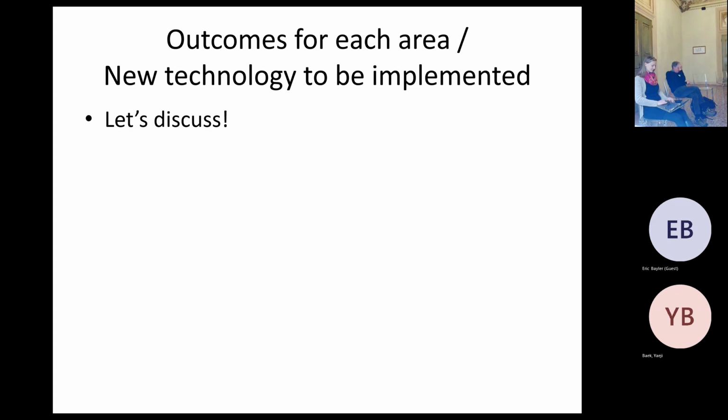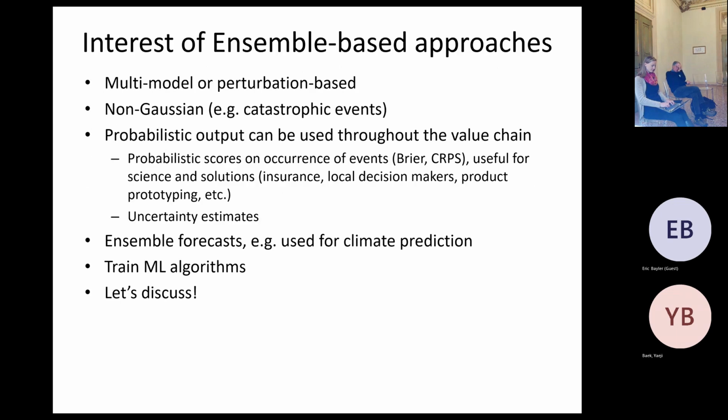And then I had one comment to make, which is actually transverse to all. It's the interest of ensemble-based approaches. So it's something that can be used throughout the value chain. The production is, for instance, based on multimodel or based on perturbing a model given some assumptions in the error sources. And then you can have an output in terms of probability that can be used throughout the value chain. For instance, you can have probabilistic scores on the occurrence of events using binary scores or continuous scores. It's more my domain, this is why I have something to say about this.